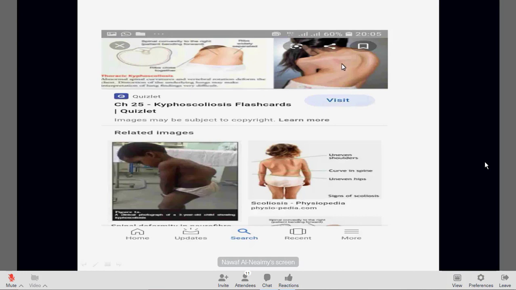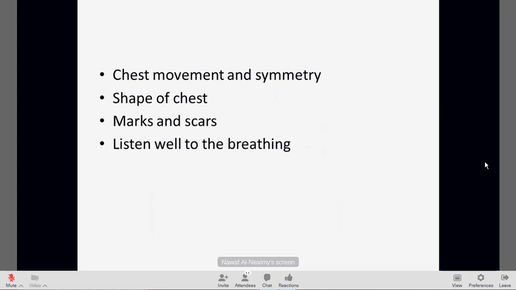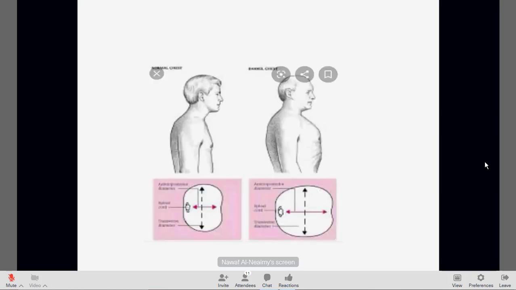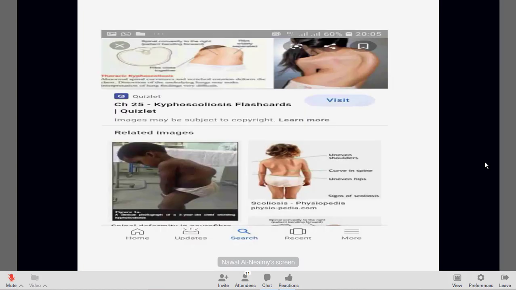And you know that the ribs are connected to the vertebrae in the back. So a deformity in the spine will definitely affect the shape of the chest. And here you may encounter an asymmetrical chest. You may expect to find that one side is higher than the other. So these are the abnormal findings regarding the shape of the chest. You have the barrel chest, you have the funnel, pigeon, and then abnormality due to the kyphoscoliosis.